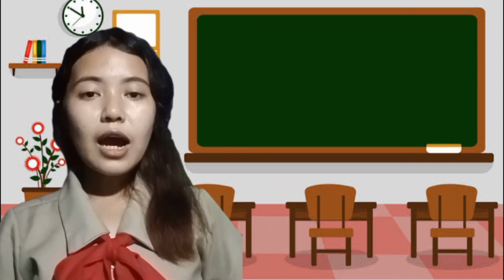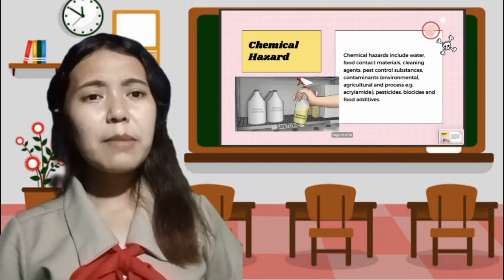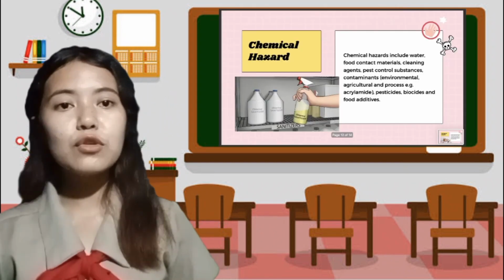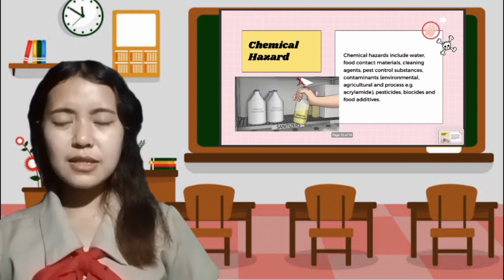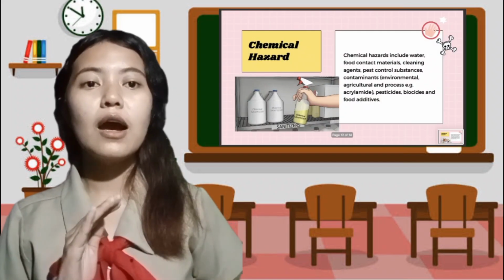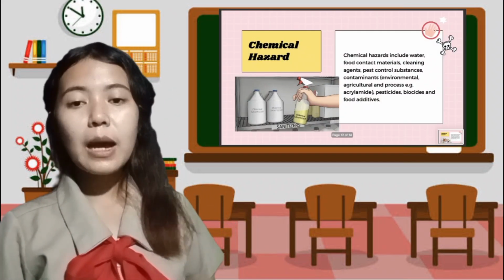The third hazard is chemical hazard. So, chemical hazards include water, food contact materials, cleaning agents, pest control substances, contaminants, for example acrylamide, pesticides, biocides, and food additives.